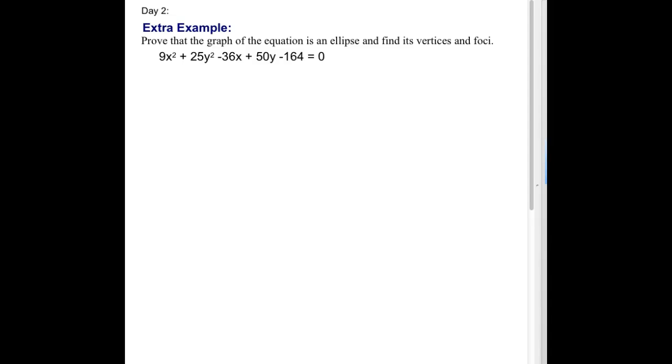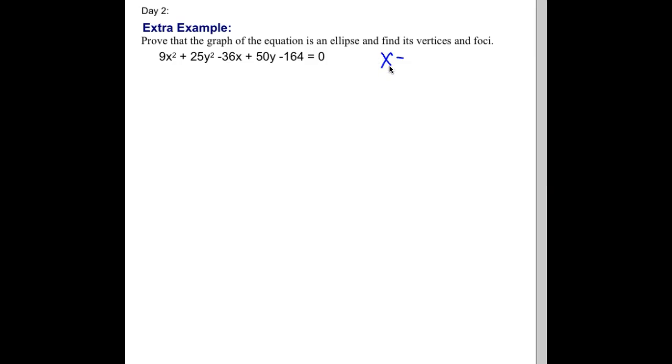Continuing with ellipses. We've been reviewing the key features of an ellipse. What would the equation look like? What's our basic equation for an ellipse? Okay, if it's not centered at the origin, what would we have to do?